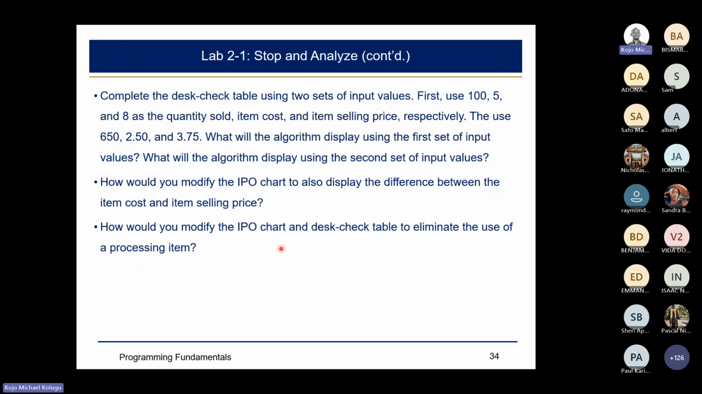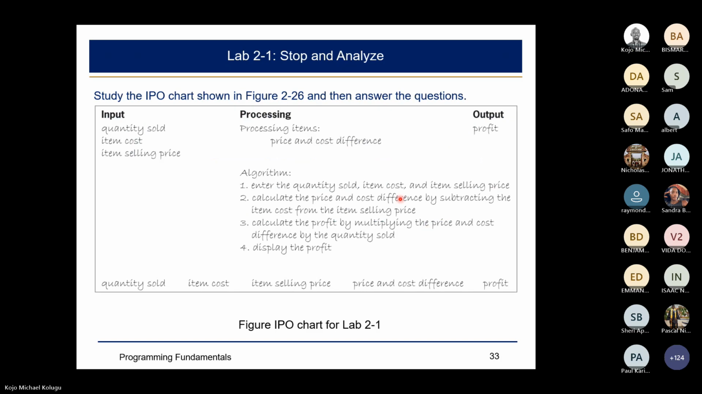So you can clearly see that this is a very simple step. We are not going to waste too much time here. Let's take the very first one. So 100 quantity, the item cost is $5, and then the selling price is $8. So let's go back to the algorithm. This is where the input, the quantity is 100, the item cost is 5, and the selling price is $8. It says first processing.